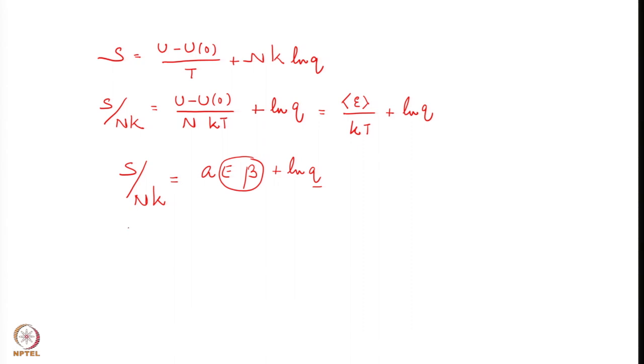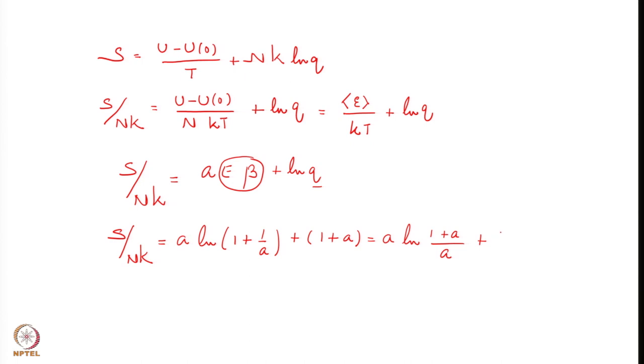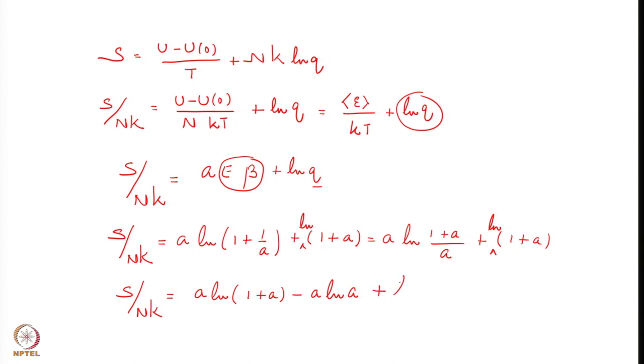So that means S by NK is equal to A log 1 plus 1 by A, plus log Q, which is equal to A log (1 plus A) by A plus log 1 plus A. And of course, this has to be with log, because we have to put the logarithm. So, S by NK is equal to A log 1 plus A minus A log A plus log 1 plus A.